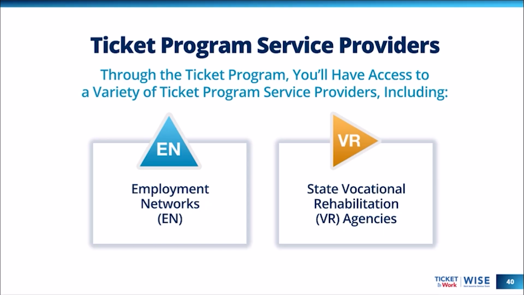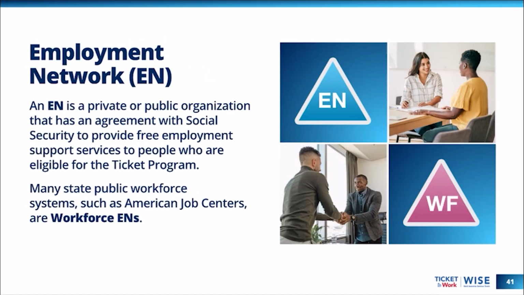The Ticket to Work service providers are employment networks, called ENs, and your state vocational rehabilitation agencies, or VR agencies. These are big players here. An EN, an employment network, is a private or public organization that has an agreement with Social Security to provide free employment support services to people who are eligible for the program. And remember those eligibility criteria: 18 through 64 and receiving a cash benefit.